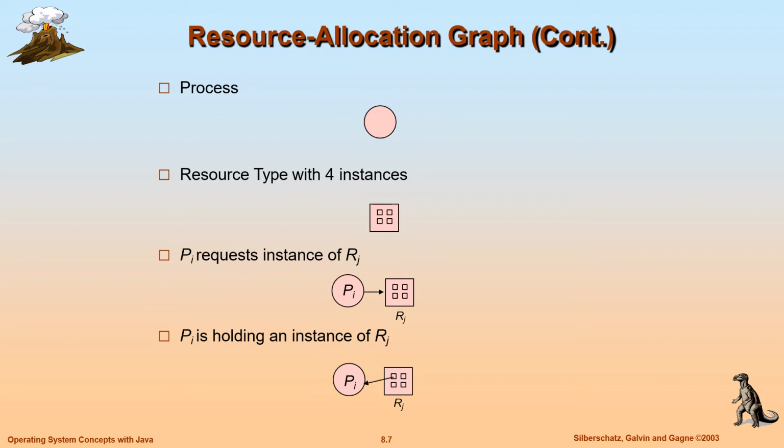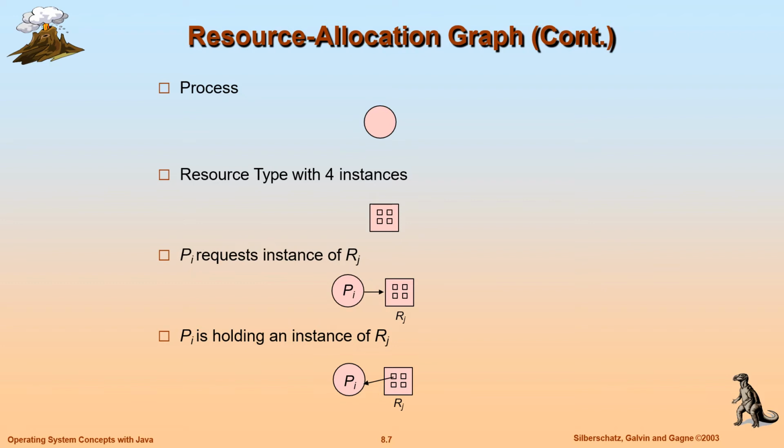This is a resource allocation graph. A process is represented with a circle. A resource type with 4 instances is represented with a rectangle. Suppose the resource type is printer and it has 4 printers, which means there are 4 instances.